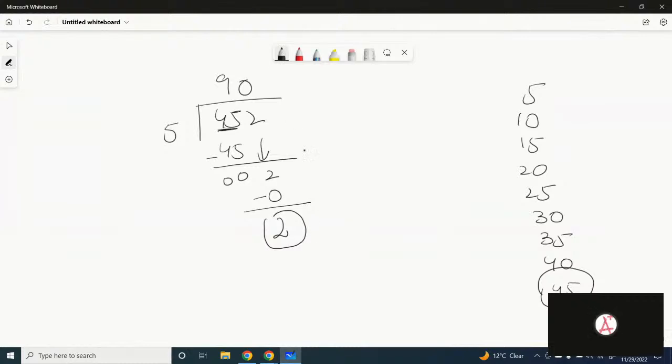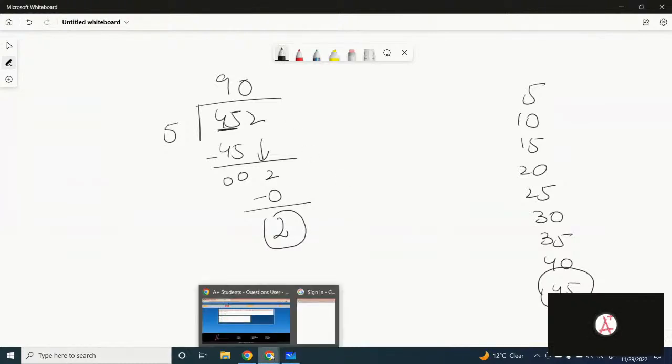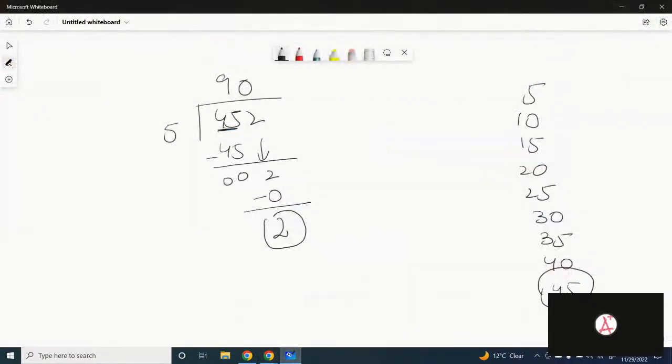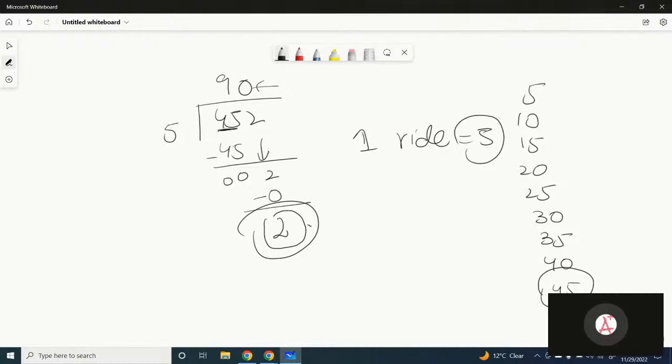Let me just read the question to see what we have to do. How many times can he ride the Ferris wheel? He has 452 tickets. So he rides the Ferris wheel 90 times, because he has 2 tickets left over, but a ride costs 5. So he can make 90 rides on the Ferris wheel. Got it? It's just like a simple division, but the one ride costs 5 tickets, and he is left with 2. With 2 tickets, he cannot ride one more time. So he can make a total of 90 rides. Got it?